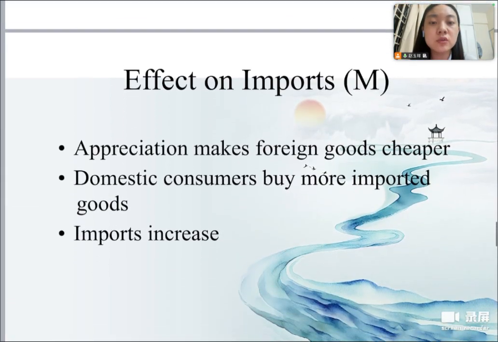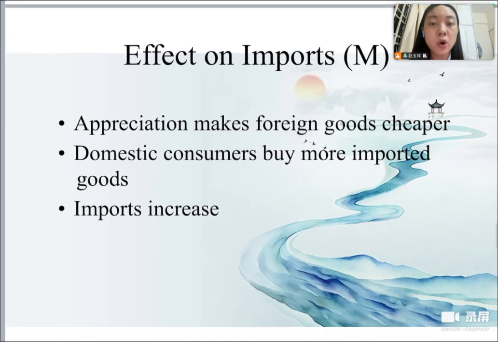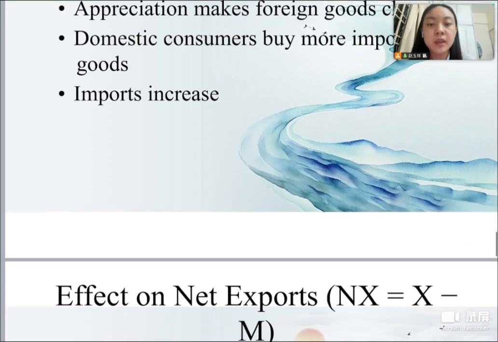Now, let us look at the effect on imports. Currency appreciation makes foreign goods cheaper in terms of domestic currency. Domestic consumers and firms therefore increase their purchases of imported goods. As a result, imports increase.